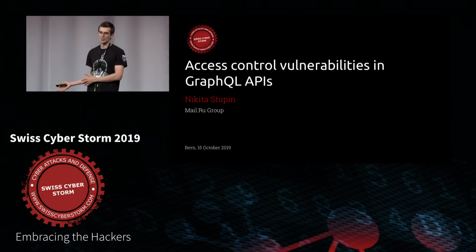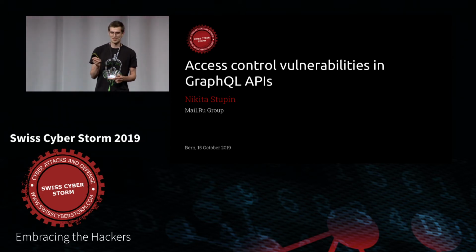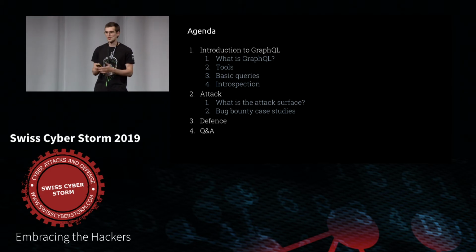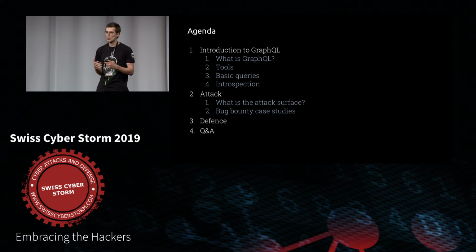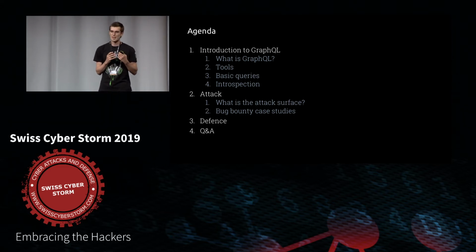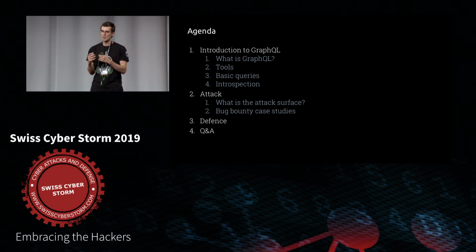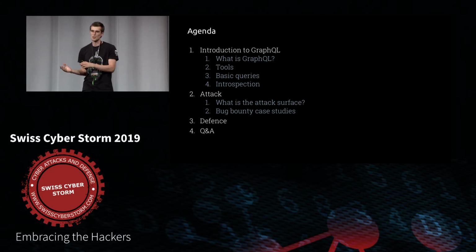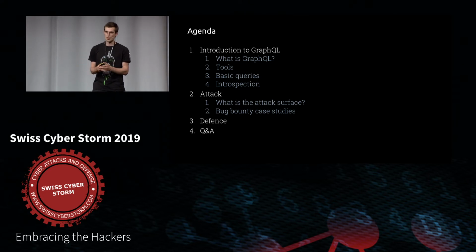So, as Christian already introduced me, I won't repeat that. Let's start with the plan. First of all, we are going to talk about what GraphQL is in a nutshell, how we can analyze it, and what tools we can use. Then we will move to the attack surface: what can we attack there? Then we will look at some examples of real-world vulnerabilities that I found on bug bounties while researching this topic. Then I'll propose some defense mechanisms that can be implemented for safe and convenient protection against access control vulnerabilities in GraphQL.